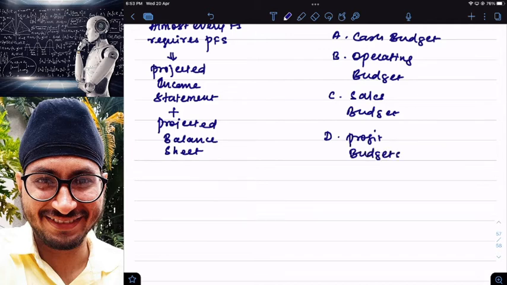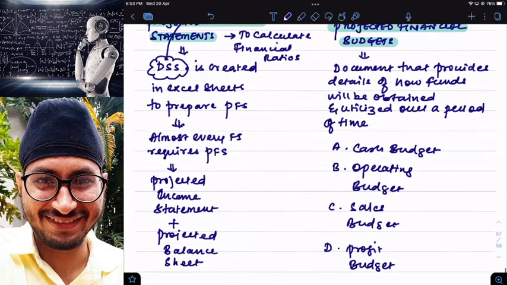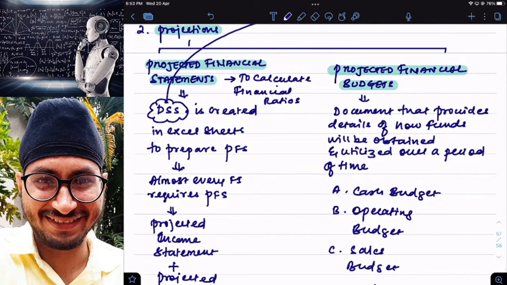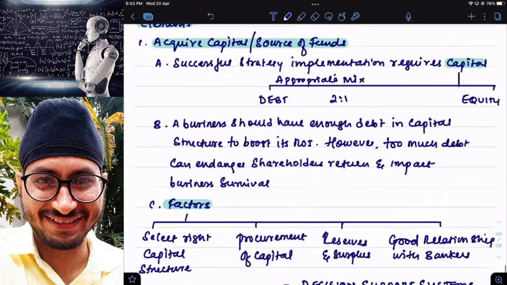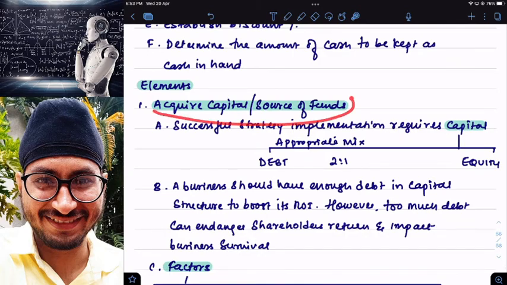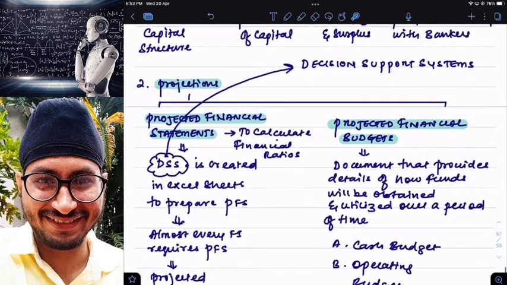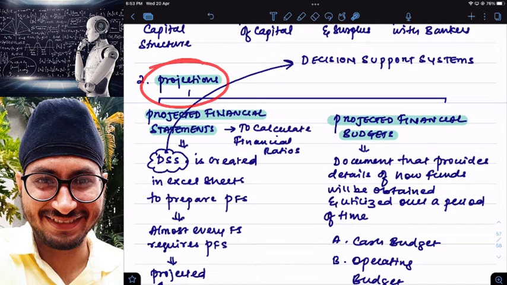There are so many types of budgets, right? These are some examples of projected financial budgets. So step number one, what am I doing? I am deciding how to get capital, how to acquire funds. Step number two, in order to acquire funds, I am submitting projections: projected financial statements and projected financial budgets.